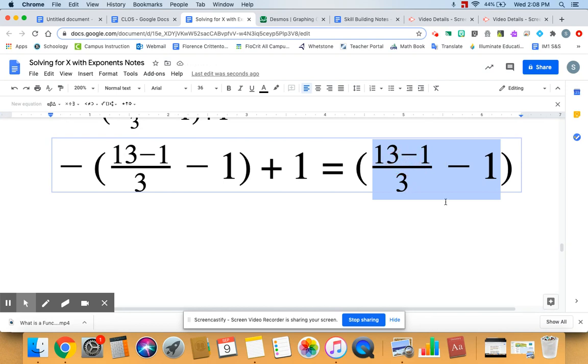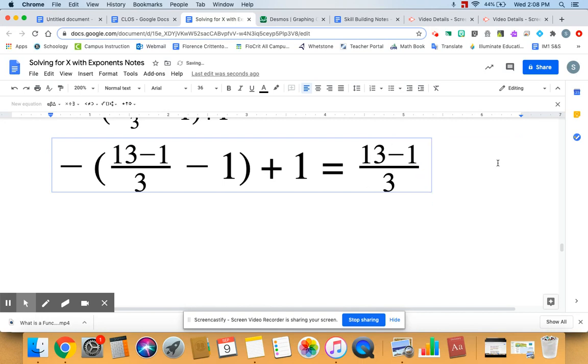To do that, I have to restart order of operations. And my first step in order of operations is G for grouping. So is there a grouping in my parentheses? There is the fraction right here. So I have to deal with the fraction first. So I'm going to focus on that first.